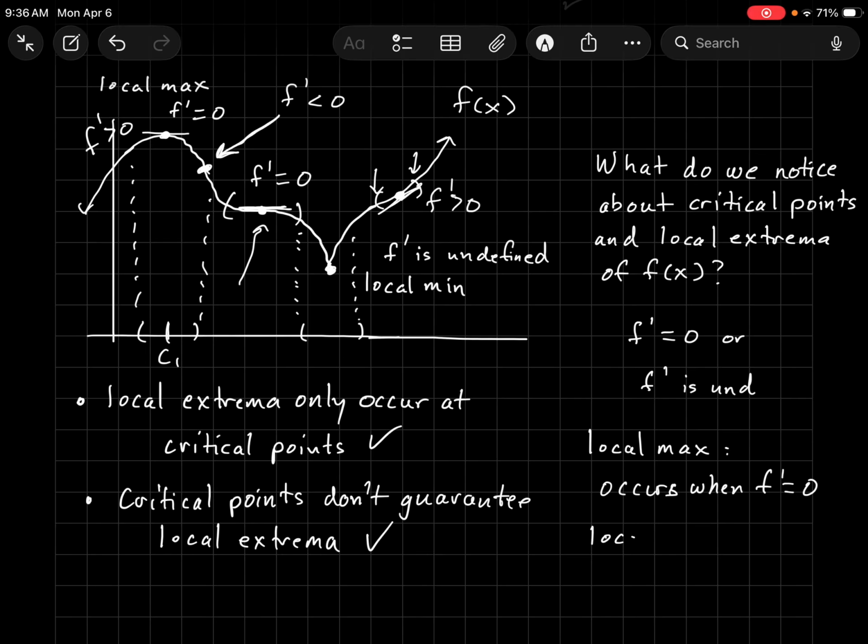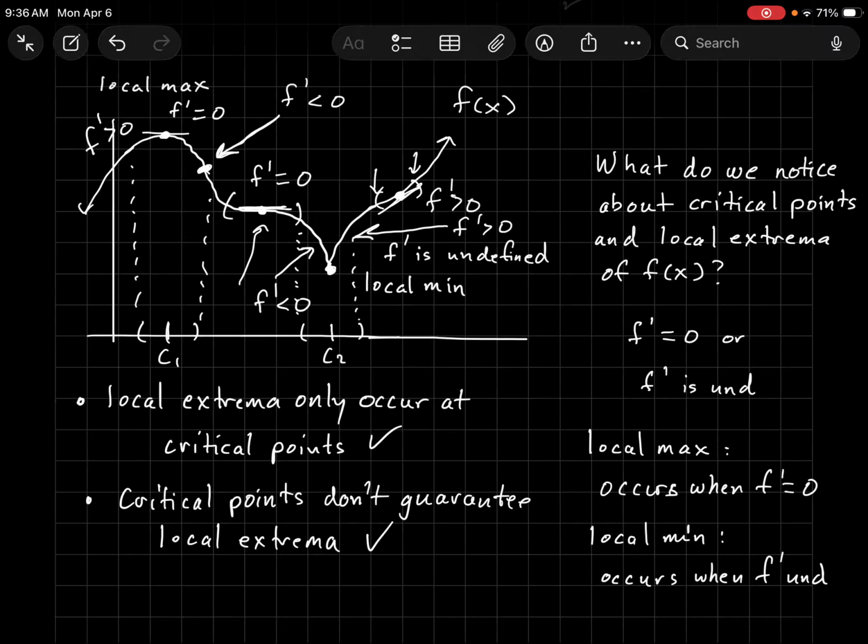Similarly, for my local min, it occurs at a critical point, in this case when f prime is undefined. I will abbreviate as UND. But look right here, I'll call this point C2. Notice that right before my local min, f was decreasing, meaning f prime is negative. And then right after my local min, f is increasing, or f prime is positive.